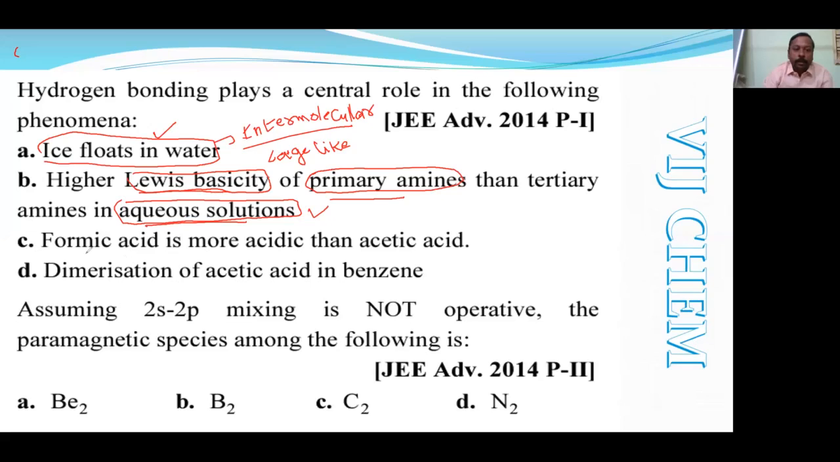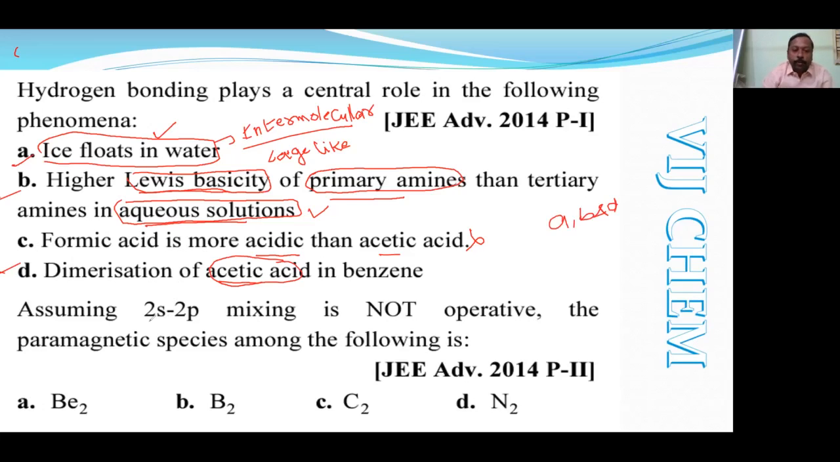Then formic acid is more acidic than acetic acid. It is due to inductive effect, so no role with respect to hydrogen bond. And dimerization of acetic acid is by intermolecular hydrogen bond, so it is also hydrogen bond related. D is related, B is related, and A is related. So the answer to this question will be A, B and D. Now let's see the next question.